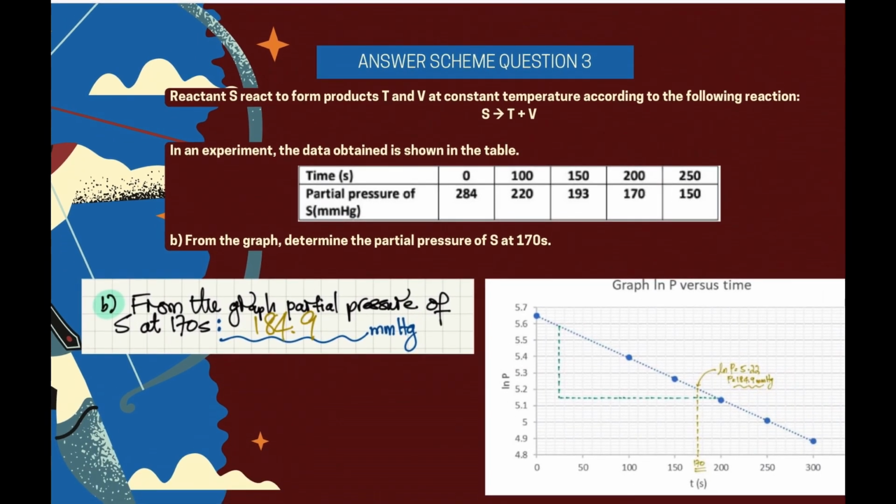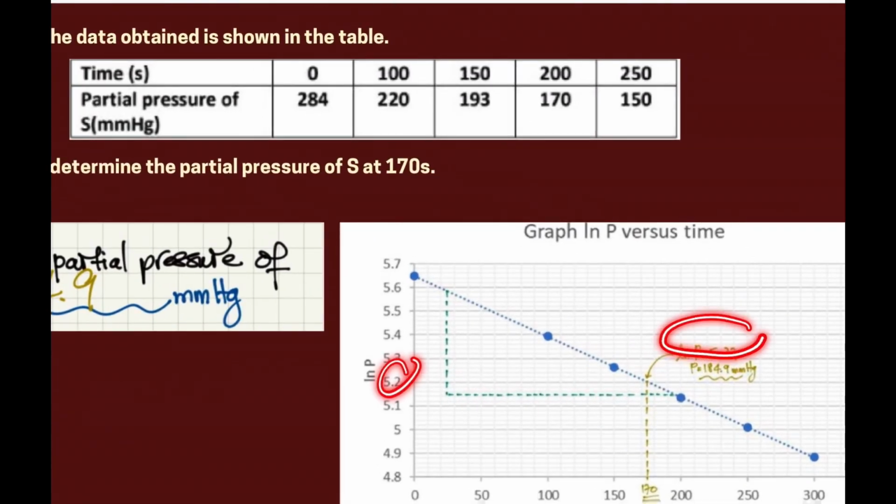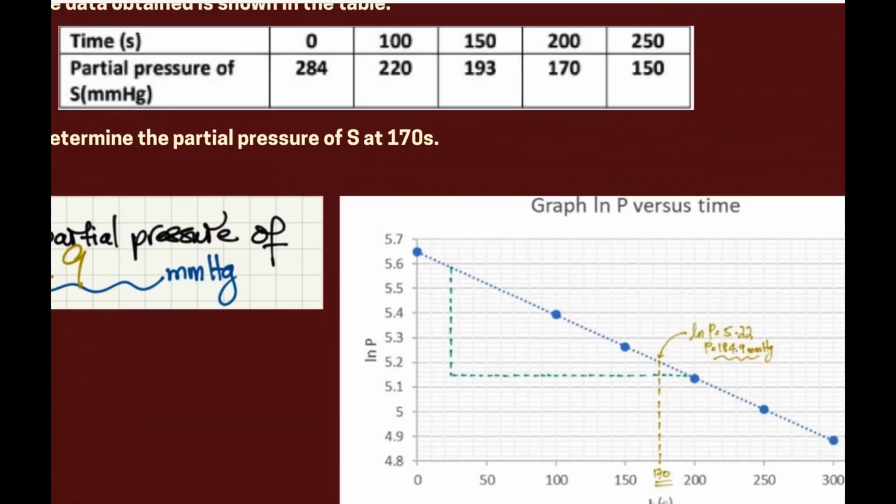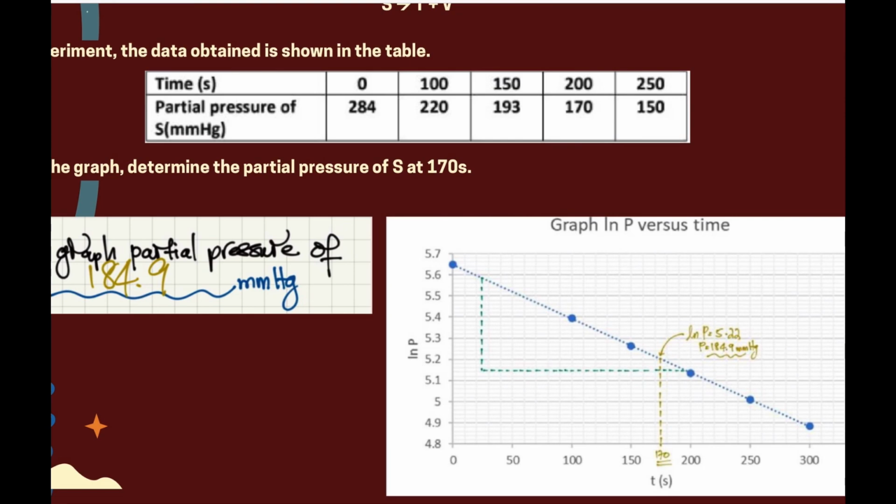Sambungan soalan ni adalah daripada graph tu dia suruh kamu determine partial pressure of S at 170 seconds. Jadi kamu kena ambil 170 seconds and then garis check berapakah dia punya nilai. Okay, so kalau ikut sini dia akan dapat 5.22 lah. Itu adalah ln P ya guys, ln P. So kamu disuruh cari pressure. Pressure maksudnya tukar shift ln lah. Shift ln 5.22 akan dapat 184.9 mm mercury.